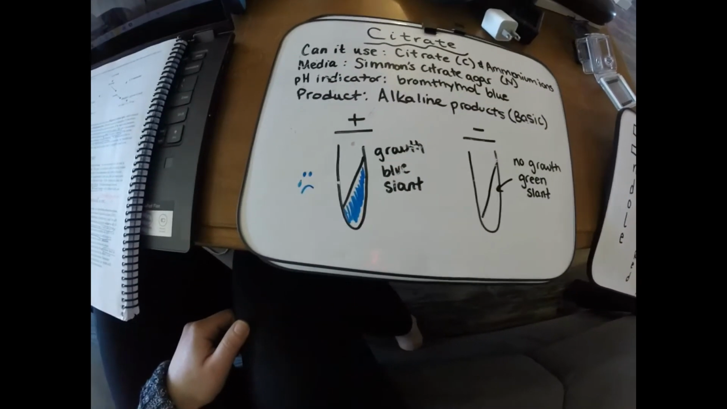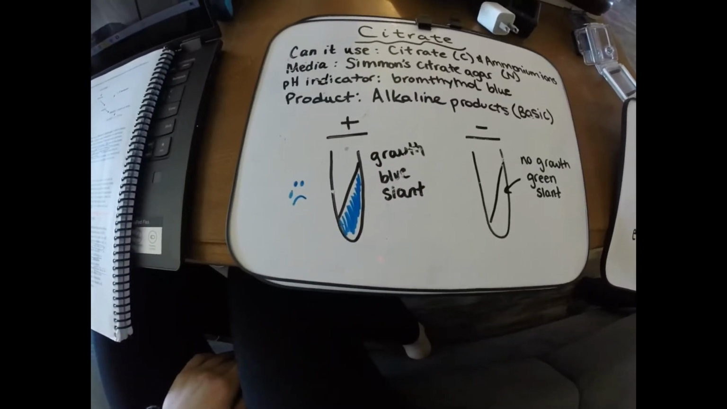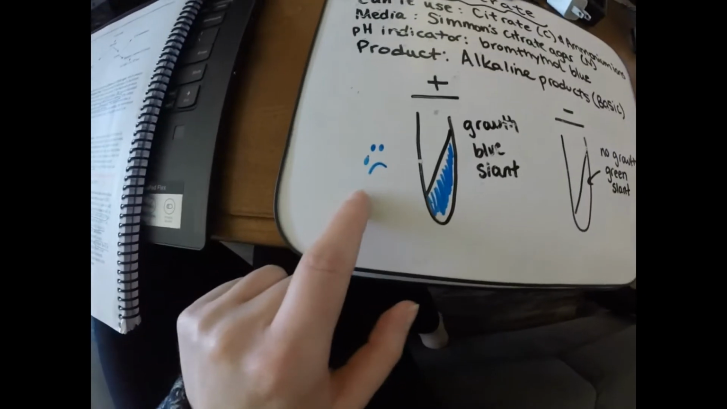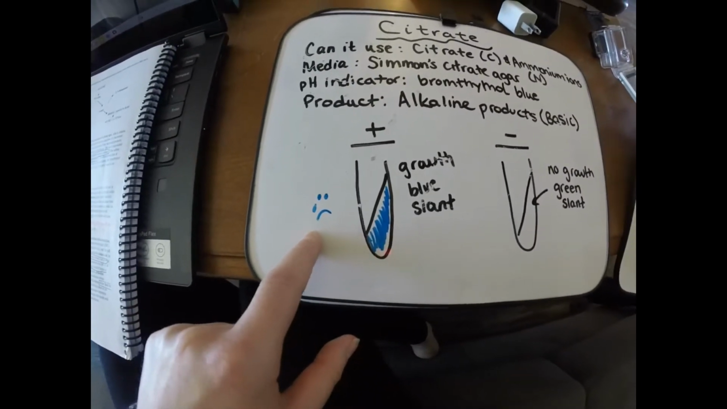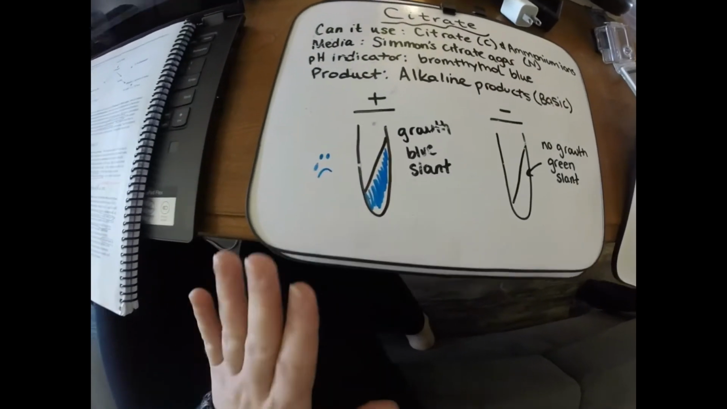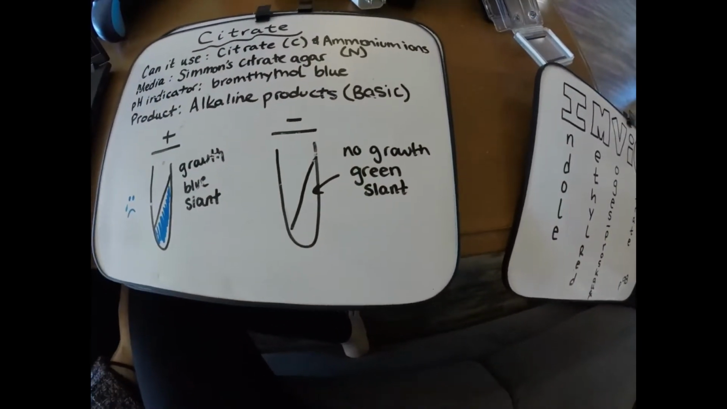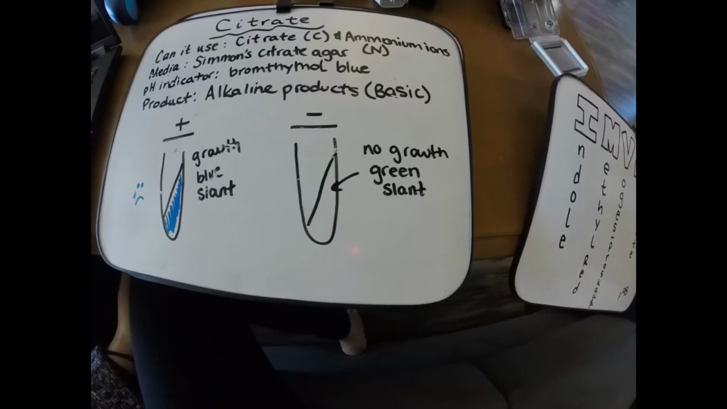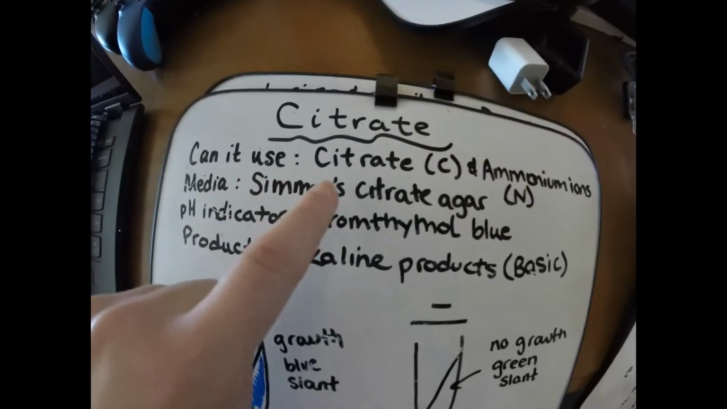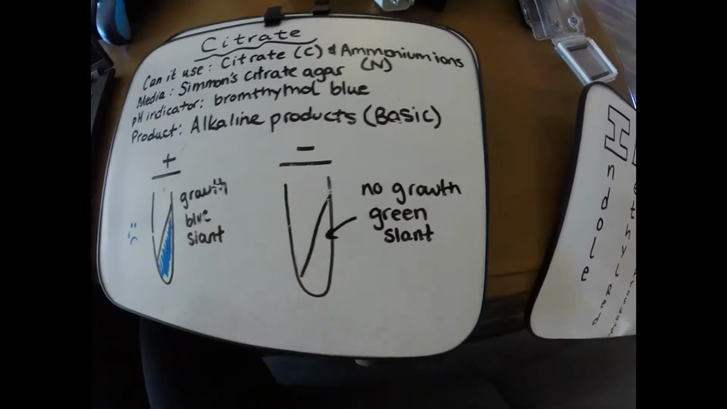So the way that I remember this would be that, okay, it's a basic environment, alkaline products. Most people don't want to be basic. The bacteria is kind of sad about being basic. Another way of saying sad is feeling blue. So it's basic, the bacteria is feeling blue. So if it's negative, there's going to be no growth and it will remain a green slant. If there's no growth because it can't use citrate as a carbon source, it can't use the ammonium ions, so it's not going to live really.